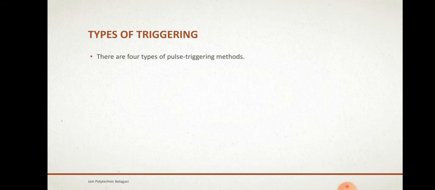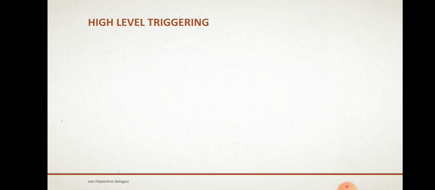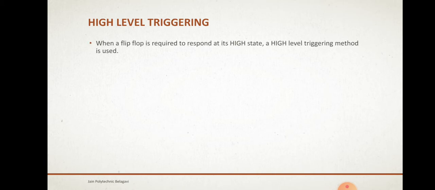Next, there are types of triggering. There are 4 types of pulse triggering methods. First one is high level triggering, second one is low level triggering, third one is positive edge triggering, and fourth one is negative edge triggering. High level triggering: when a flip-flop is required to respond at a high state, the high level triggering method is used. It is shown in the figure. The flip-flop is triggered at a high state, which means the pulse you are applying is 1.